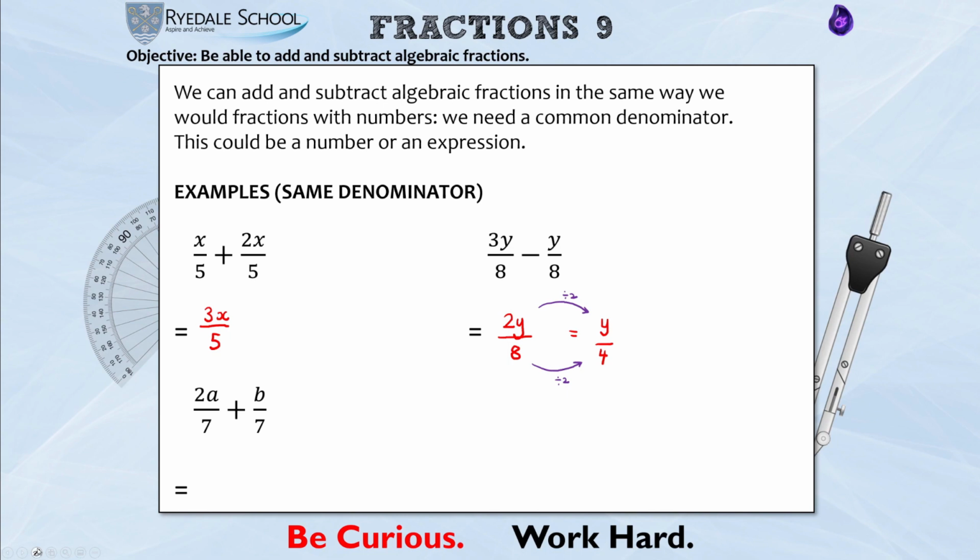Now, sometimes when you add algebraic fractions, the answer can sometimes look a little bit strange. Sometimes you can think the answer looks more complicated than what you started with. Because here, in this fraction 2a over 7, add b over 7, I have two different variables, a and b. When I come to add this together, well, there's no way of writing 2a add b in a simplified form. So the answer to this one is just 2a plus b over 7.